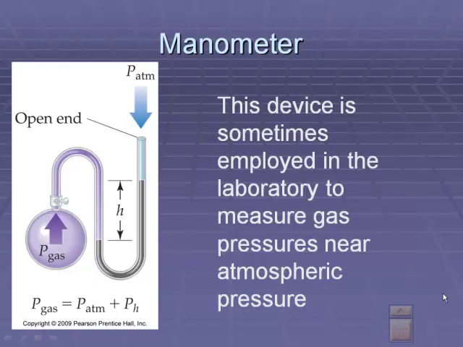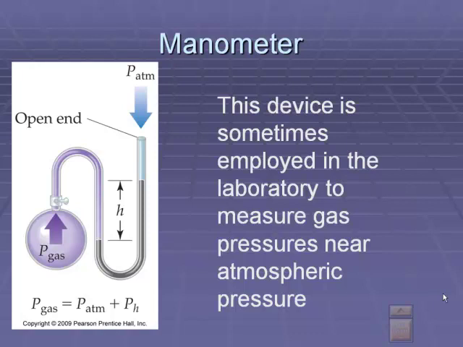All right, here's a new device that you've probably never seen before. It's called a manometer. This device is sometimes employed in the laboratory to measure gas pressure near atmospheric pressure. If you have ever seen one of these, it kind of looks like a barometer, like one of those old-fashioned barometers that you may see in a fancy doctor's office. This would be the type of barometer that maybe they might use.